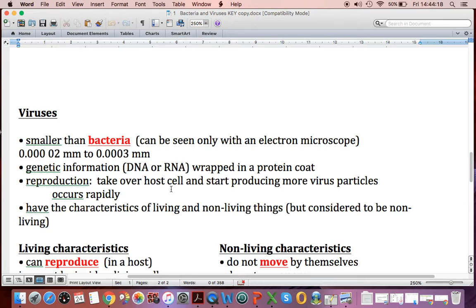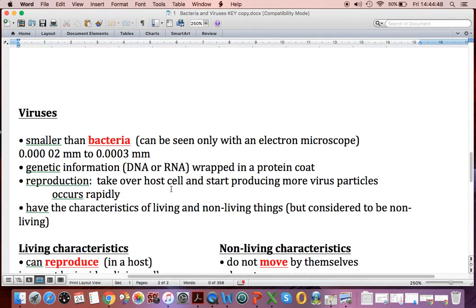They are simpler. They contain genetic information, DNA or RNA, stuff you learn about in grade 10, that's wrapped in a protein coat. Their reproduction is very interesting, whereas bacteria just split in 2, so you'd start with 1 and then 2 and then 4 and then 8, and you double each generation. Viruses simply go into a cell, and they either completely go in or they inject their DNA or RNA in, and they take over the cell.